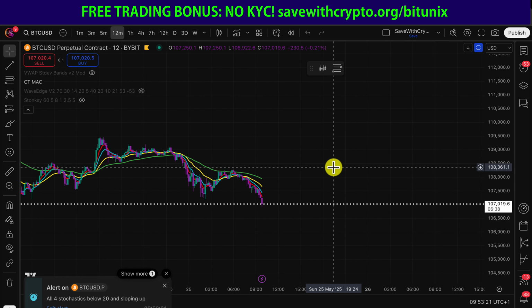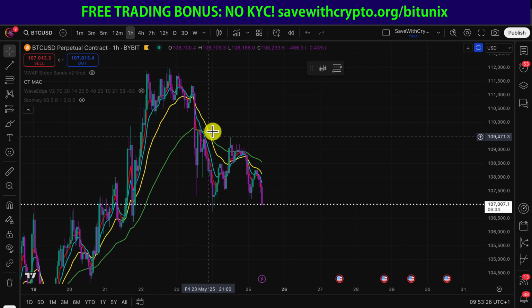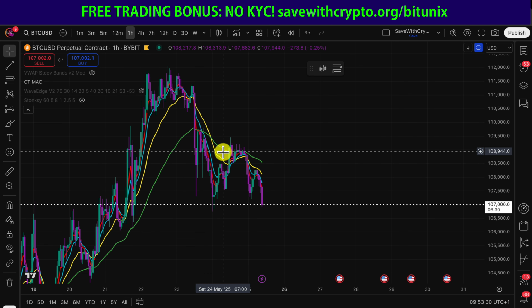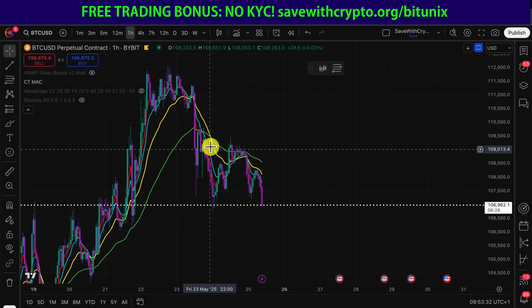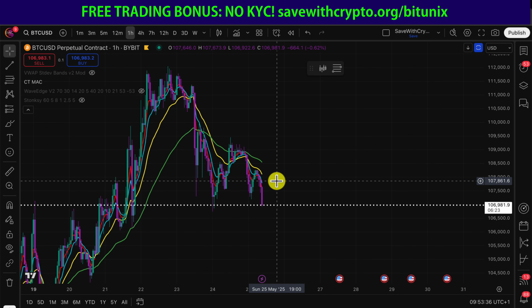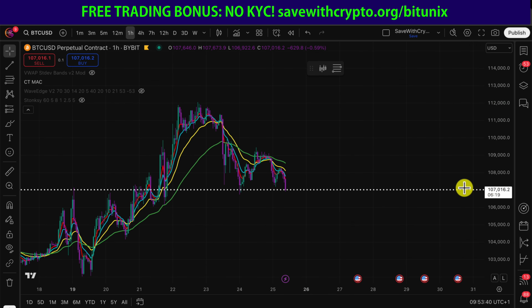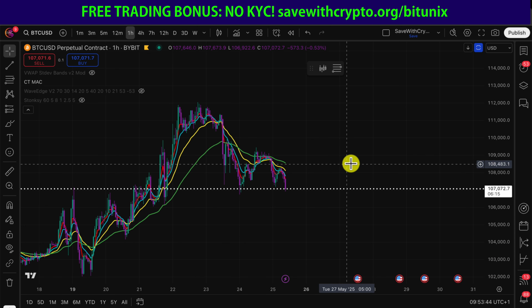So at the moment, let's look at the 1 hour. On the 1 hour time frame, we've had this cross of the green and yellow lines here. That's a 21 and 55 EMA. Now, while they're crossed like that, I am expecting more downside. So what I really want to see is this turn around in a similar way to what it did down here, for example. So I'm looking for a bottom like that.